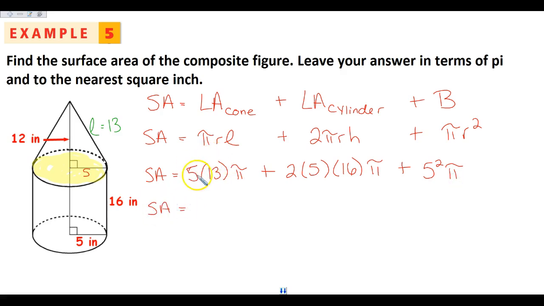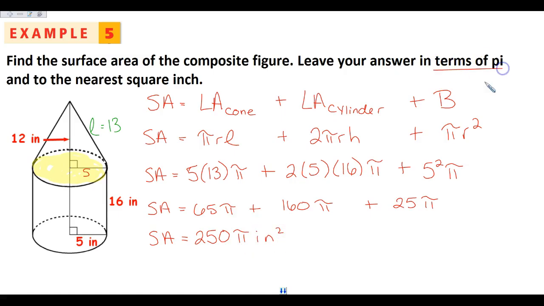All right, so let's find out what each one of these are. So we're going to do 5 times 13 is 65 pi. 2 times 5 is 10, times 16 is 160 pi. And then 5 squared is 25. So this is going to be 25 pi. So when I add together 65, 160, and 25, I'm going to get that my surface area is 250 pi, and that's going to be inches squared. So that's my answer in terms of pi.